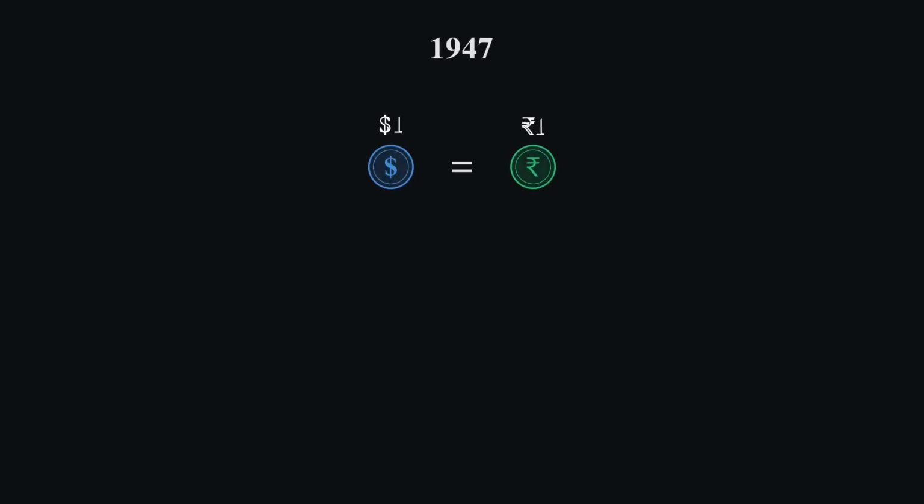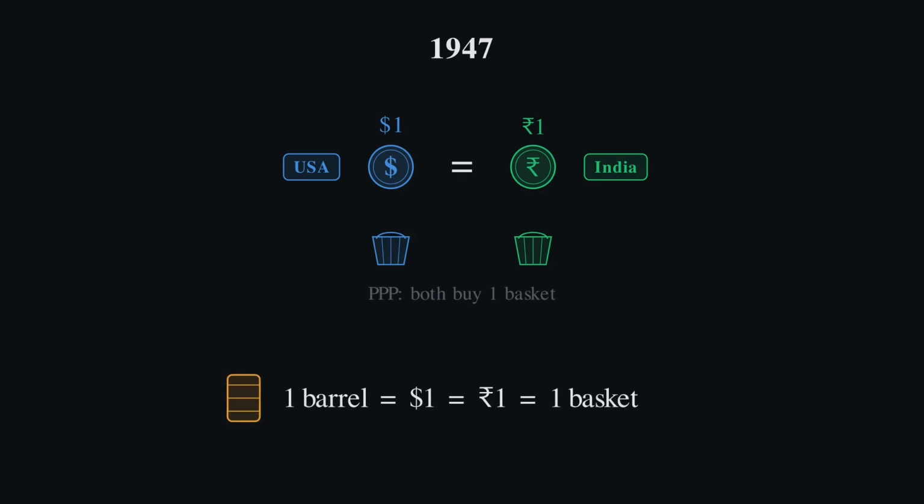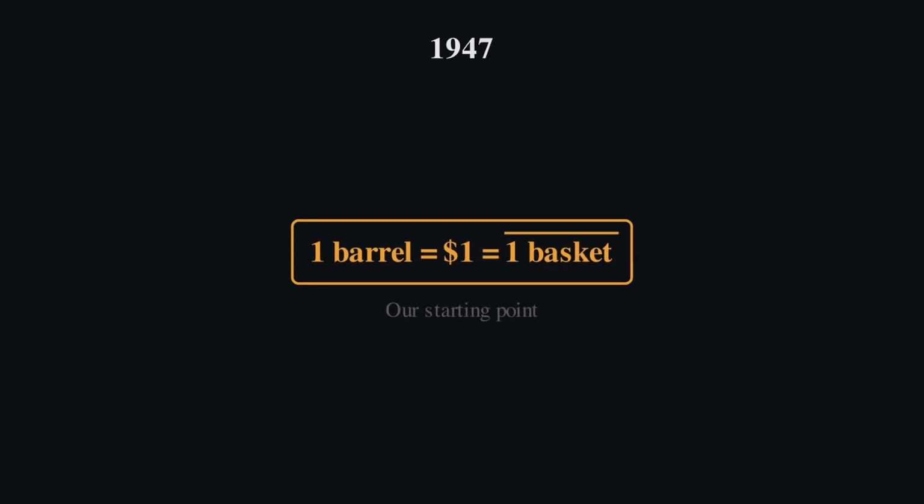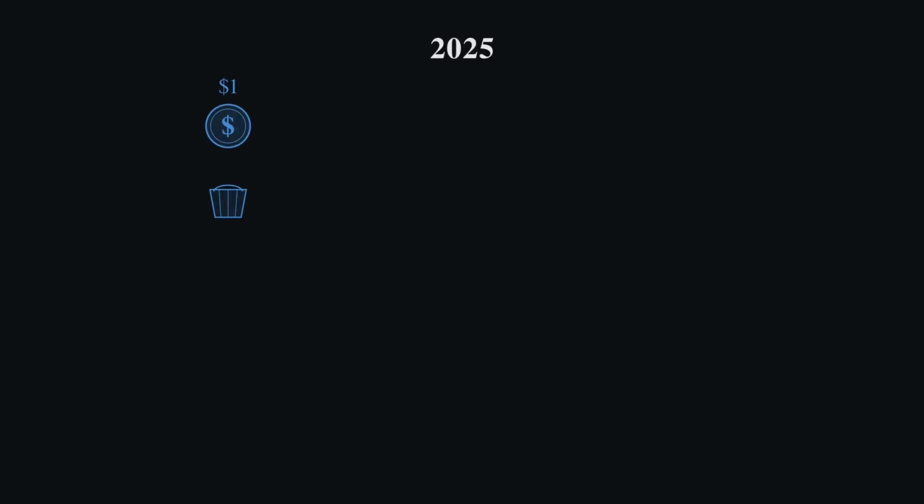Imagine it is 1947. To keep things simple, say $1 equals 1 Indian rupee. This exchange rate is based on purchasing power parity, meaning a dollar in America and a rupee in India both buy the same thing, one basket of goods. And in 1947, 1 barrel of crude oil is priced at $1. So 1 barrel equals $1 equals 1 rupee equals 1 basket of goods. That is our starting point. Hold on to it. Now jump to 2025.